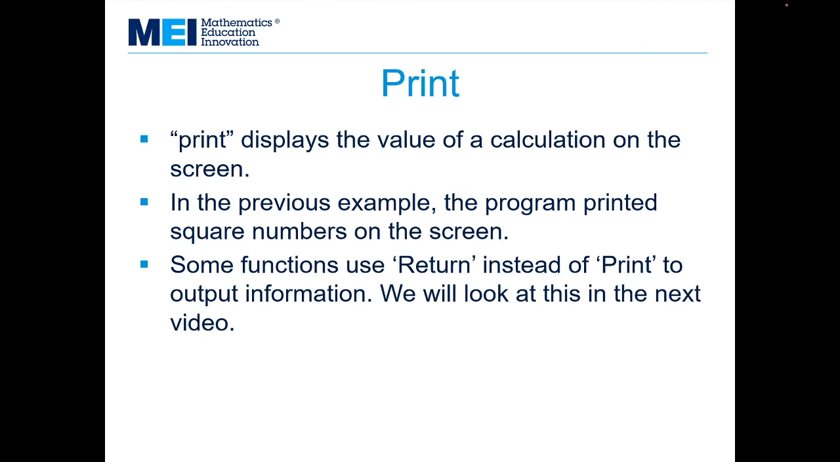We've already seen print in quite a few of the programs that we've written so far, so it seems like a good time to tell you a little bit about it. Print displays the value of a calculation onto the screen. It might seem a bit strange to call it print because it's not actually going to a printer, but it just means that it's printed to the screen. In the previous example, the program was printing square numbers on the screen. You'll also be using return instead of print to output information, and we're going to cover that in the next video.